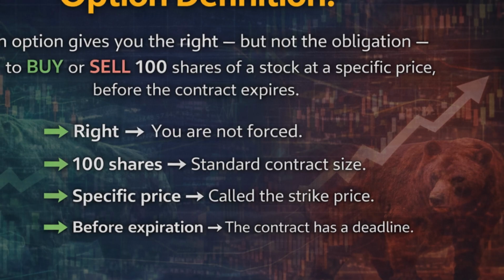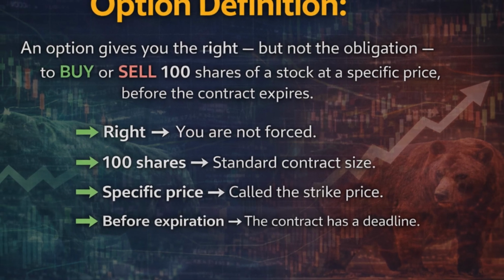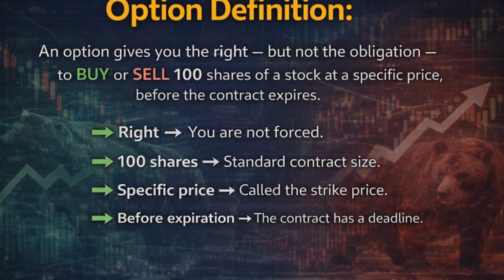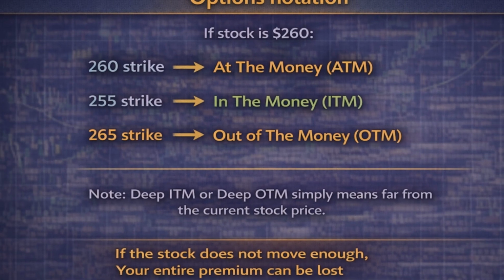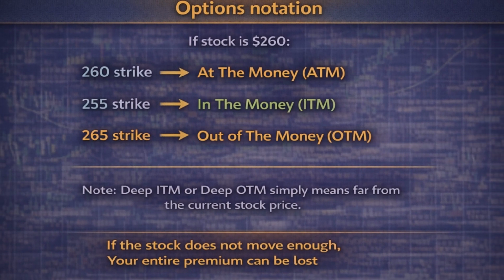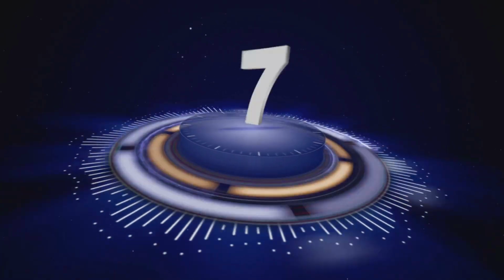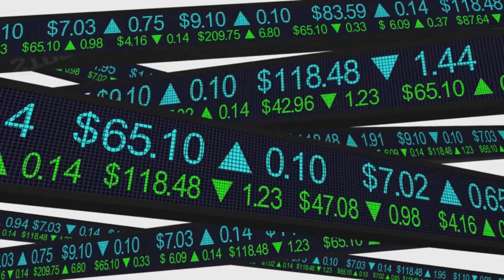The right. You are not forced. You have a choice. You are not obligated to buy the shares. 100 shares, standard contract size. Each option contract controls 100 shares of the underlying stock. A specific price, the strike price. This is the fixed price at which you can buy the stock. Before expiration, the deadline. Every option contract has a specific expiration date.